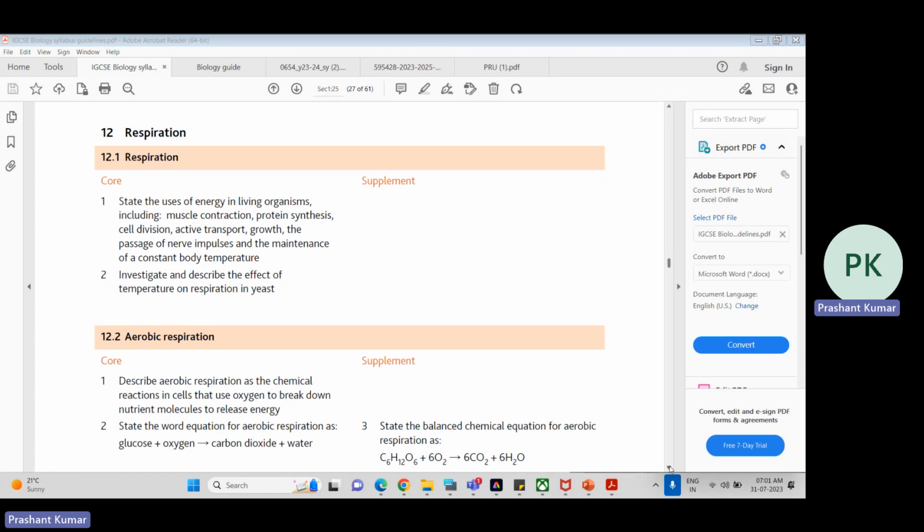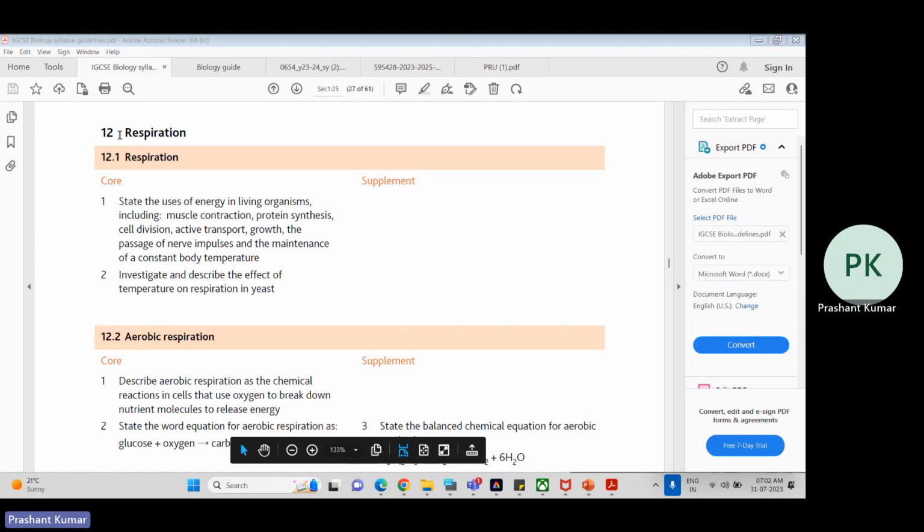Those of you who have taken core, you can expect questions in paper one and paper three. Those who have taken extended in Cambridge IGCSE biology, they can expect questions in paper 2 and paper 4. So without delaying it, let's begin with the syllabus guideline for this.